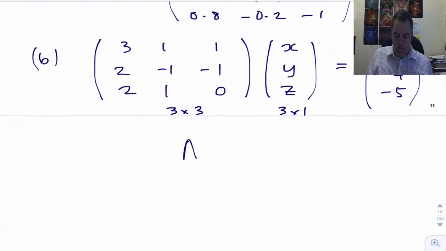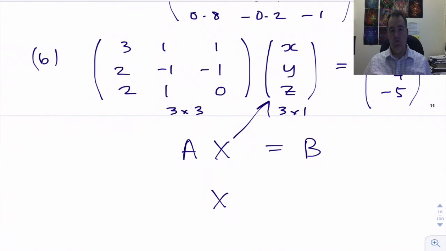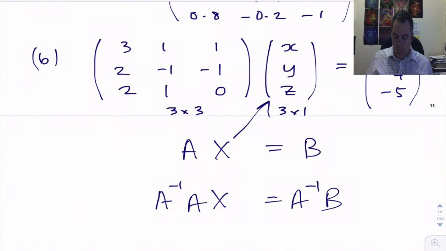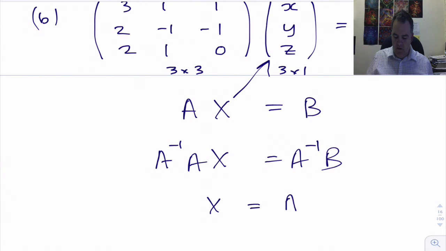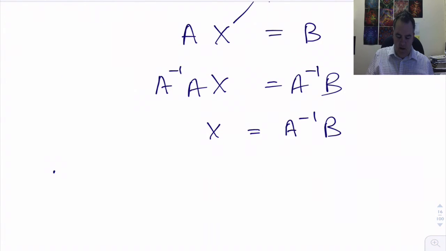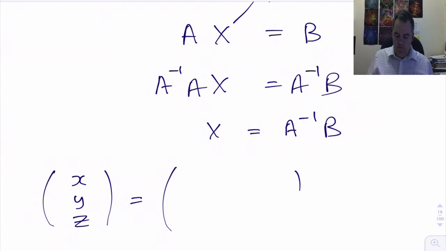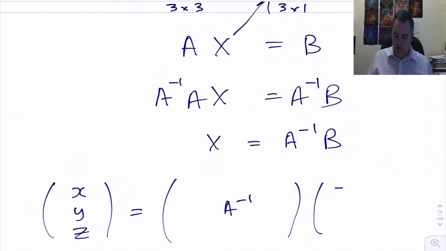And as you can see from our work before, if we have Ax equals B, the way to get x on its own, which in this case is this matrix of x, y, and z that we want to find, is we multiply both sides by the inverse of A. In this case, x is the inverse of A times by B. So x, y, z is the inverse of A, which I wrote up above, times by B, which is this matrix over here, negative 1, negative 4, negative 5.